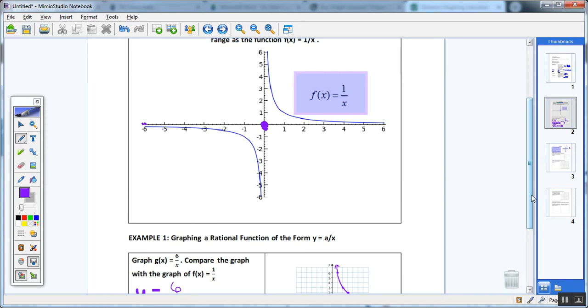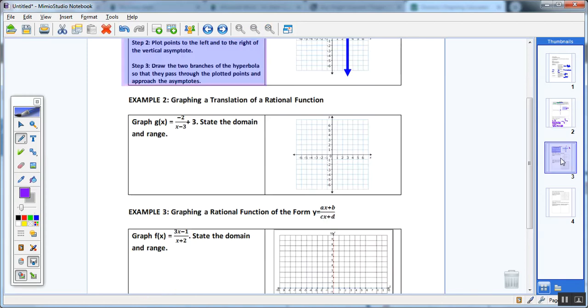Okay. Isn't this 1 over x really the same as 1 over x minus 0 plus 0 out here, kids? So the h value is what? Horizontal asymptote at 0. The k value is 0. Vertical asymptote at 0. Okay? So let's look at what's going on here.